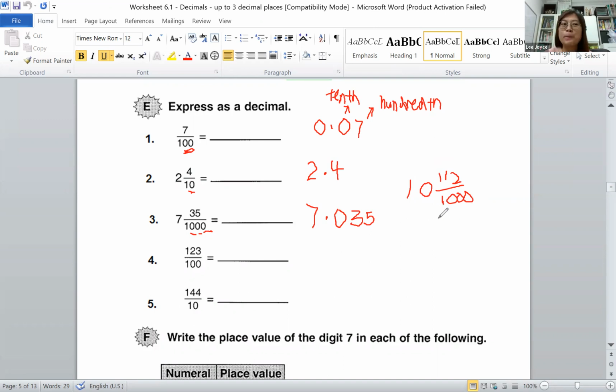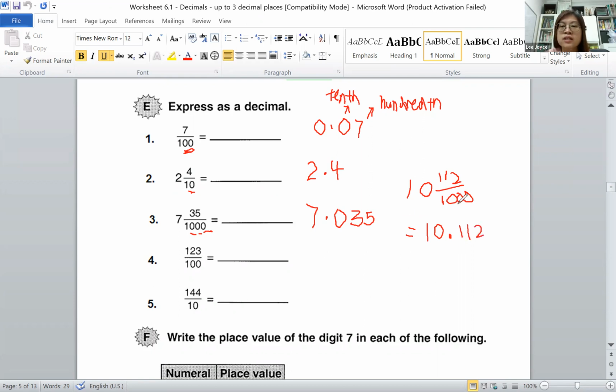Okay, so here we have this 10 whole 112 over 1,000. So how should I express this as decimals? It will therefore be 10 points. Remember, all these big numbers here will always be in the ones or the hundreds or the thousands place. That means they are the digits before the decimal point. So it will be 10.112.